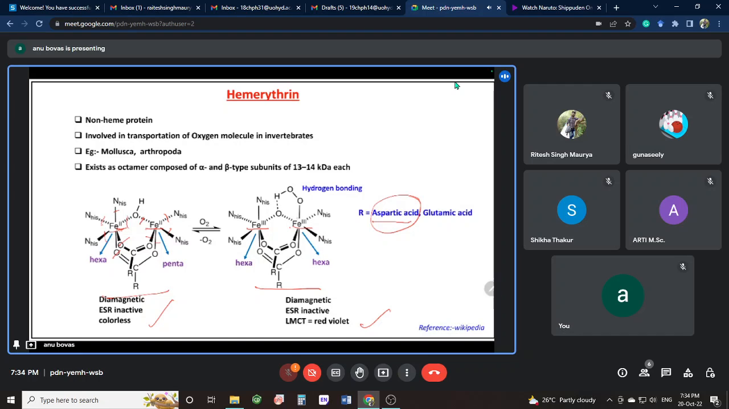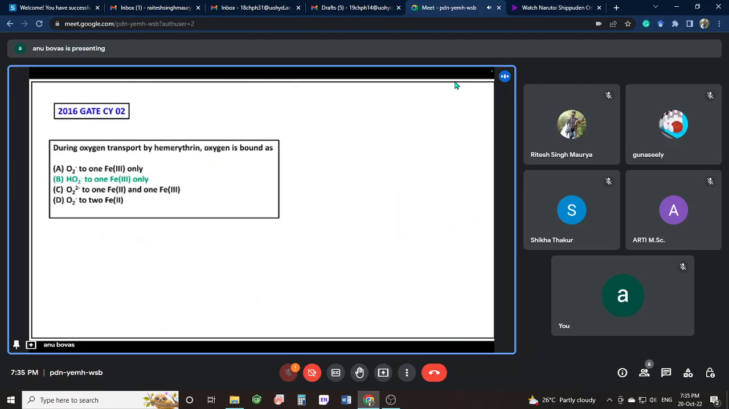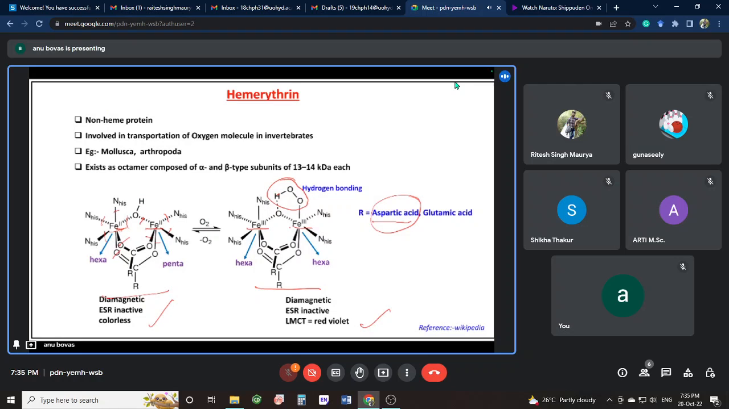And one important thing is that here we can see HO2 minus is present. There will be hydrogen bonding with this hydrogen, and this will exist as HO2 minus. So if they ask in which molecule hydrogen bonding is present, hemoglobin, myoglobin, hemocyanin, only in hemerythrin there is hydrogen bonding. In other cases it exists as superoxide or peroxide. In this particular case, it exists as HO2 minus, and it is coordinated to only one iron center. It has no coordination with this one, only with this iron center.